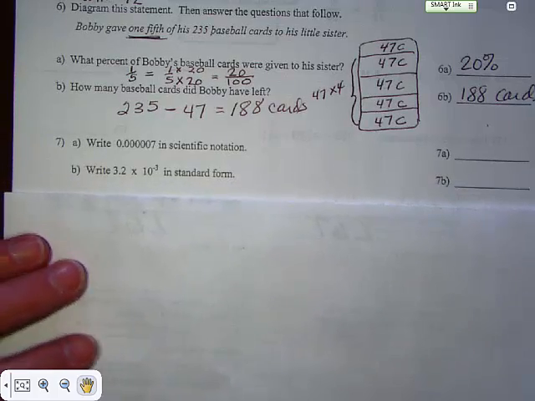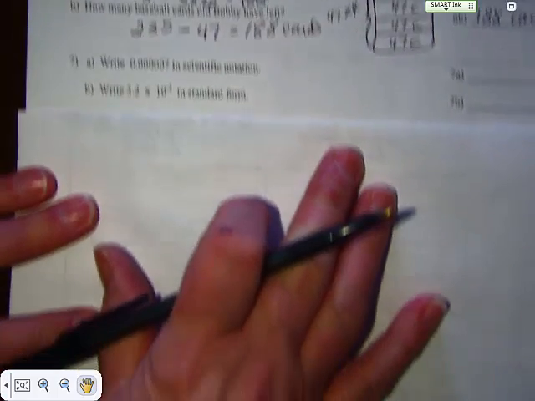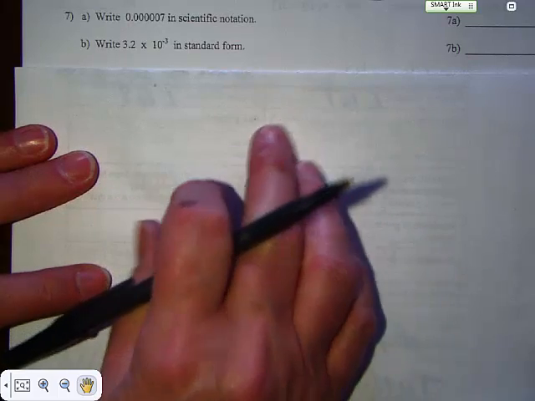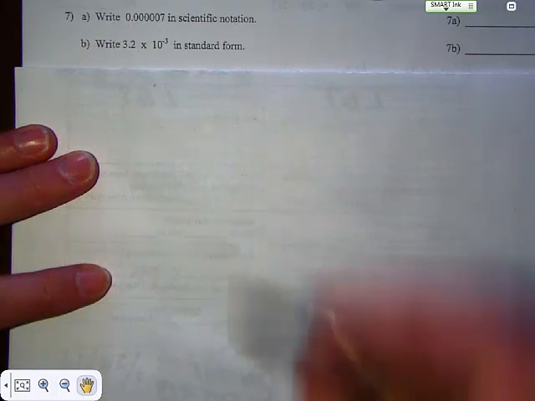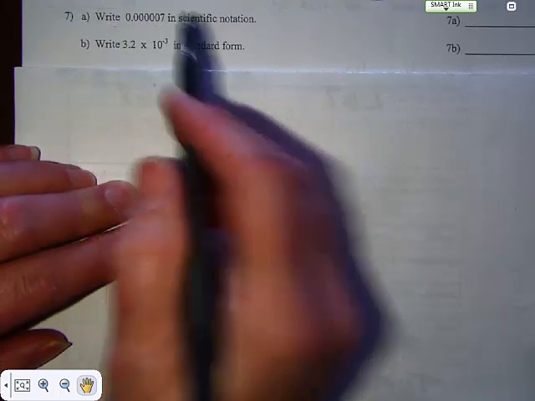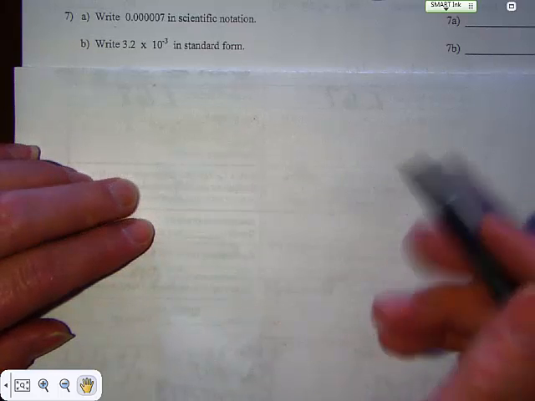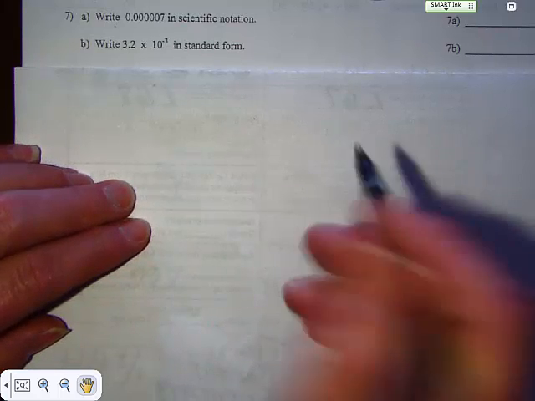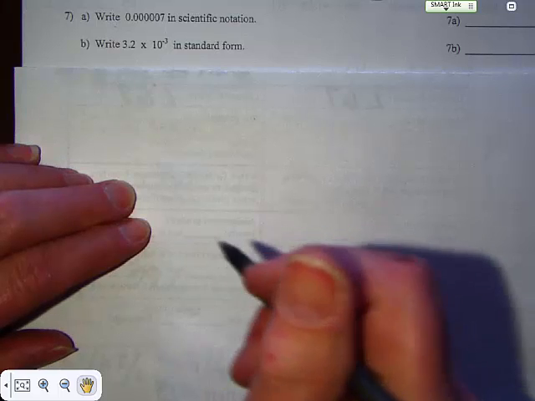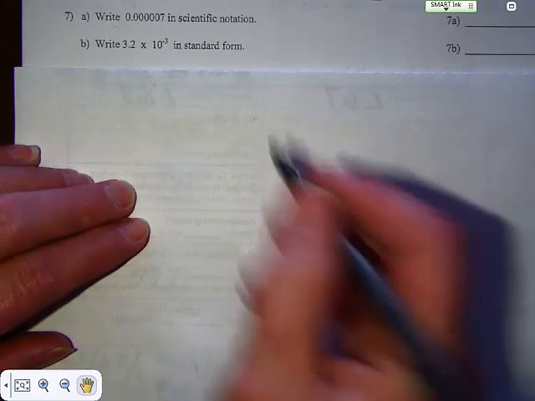Okay, the next one has to do with scientific notation. And we know quite a bit about scientific notation. We've talked about it a lot in class. But we know that there's two types of scientific notation. There's the type that has a negative exponent and the type that has a positive exponent. And one is expressing a very, very small number, and the other one's expressing a very, very large number. In this case, we're looking at a pretty small number.